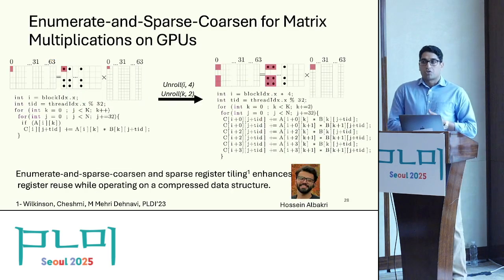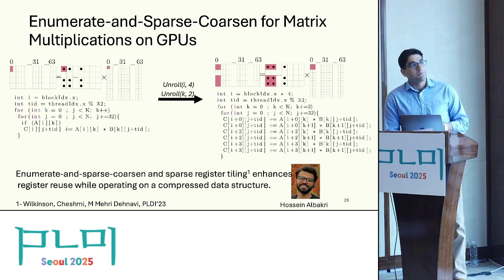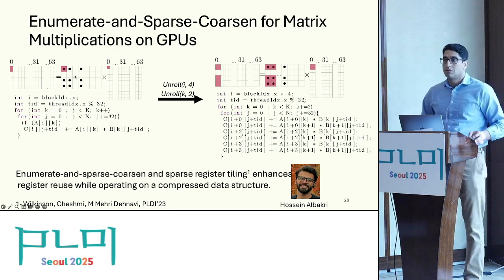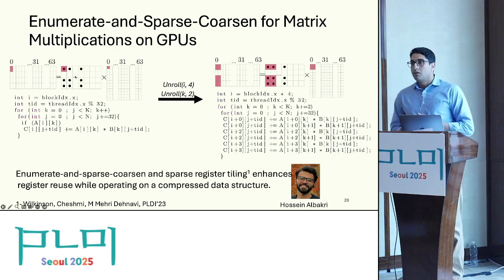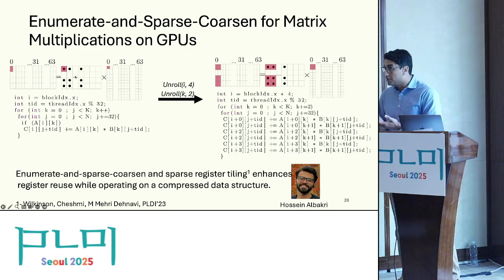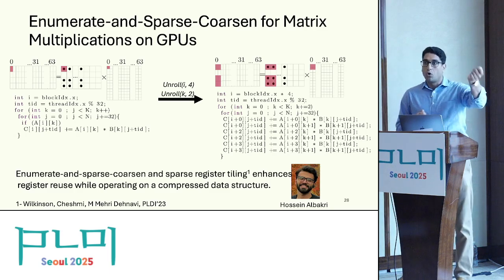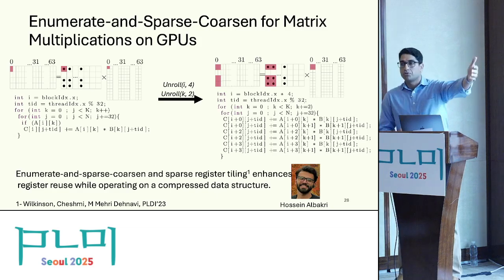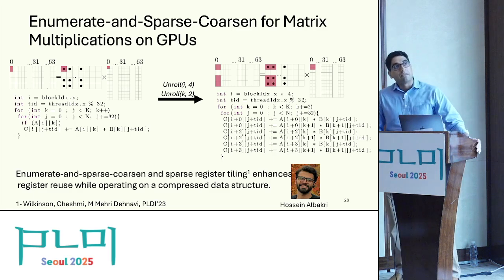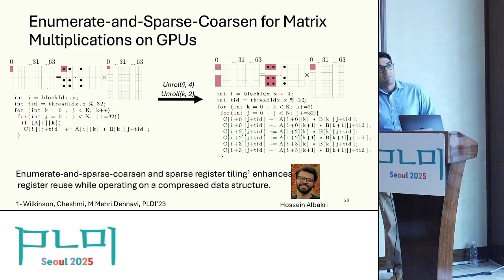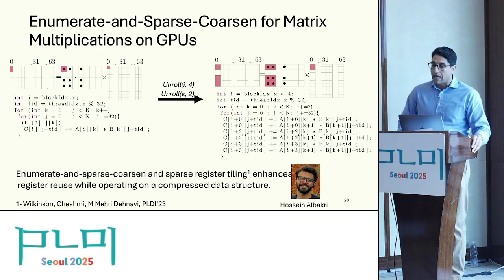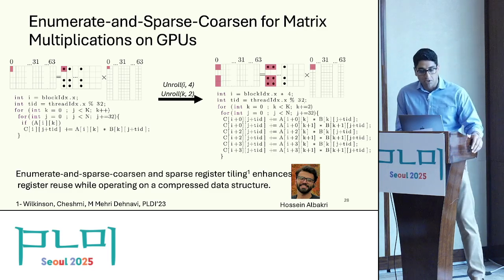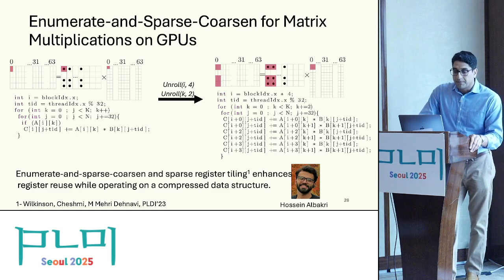Then we have enumerated and sparse quotient for matrix multiplication, which is for GPUs. Here you can see that we are doing matrix multiplication with two different schedules. The colored cells show the memory locations that are accessed by each thread in the GPU. The first one is a naive one, where we go over one, down zero, and do the multiplication. Then we do thread coarsening on the right-hand side, using two compiler directives, two unrolling. Eventually each thread does more operations, and that gives you better locality without losing load balancing. Again, this is another work led by my PhD student, Hossein El-Bakri.